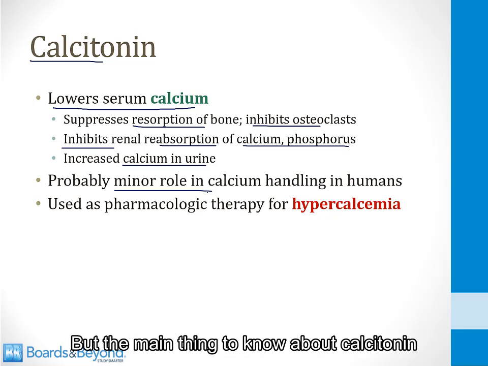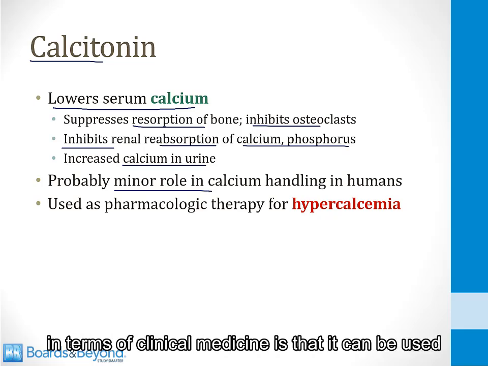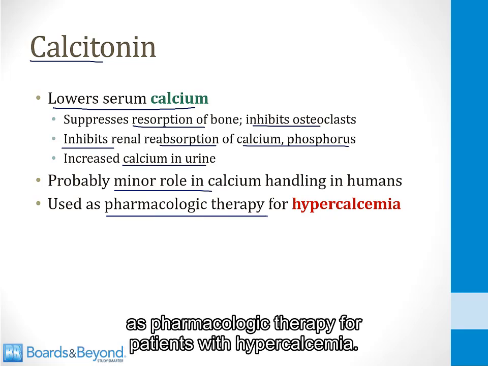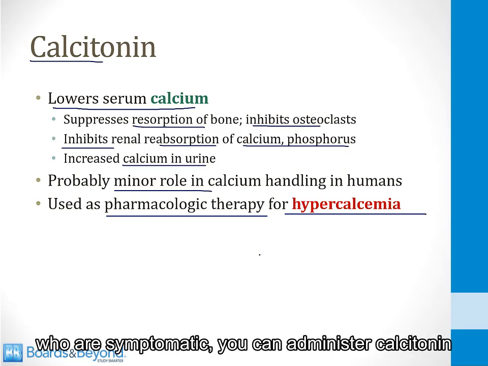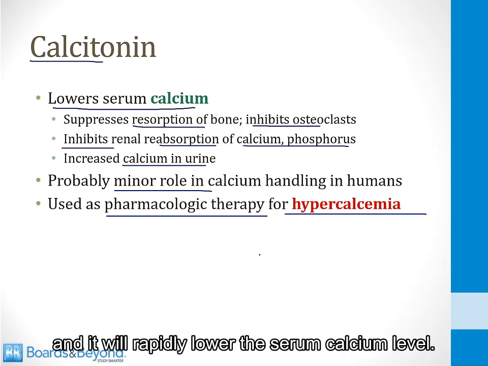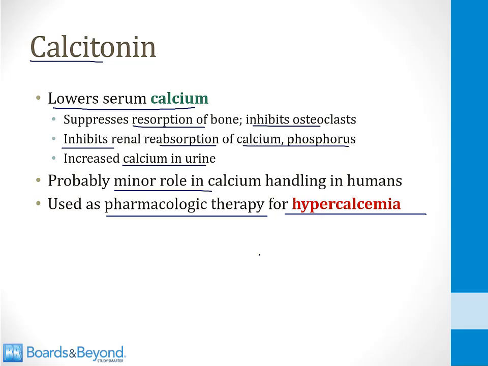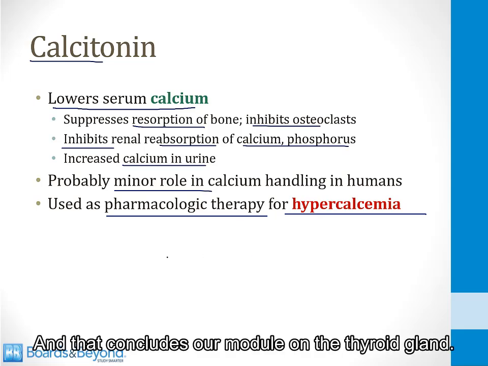But the main thing to know about calcitonin in terms of clinical medicine is that it can be used as pharmacologic therapy for patients with hypercalcemia. In patients with significantly increased serum calcium who are symptomatic, you can administer calcitonin and it will rapidly lower the serum calcium level. And that concludes our module on the thyroid gland.